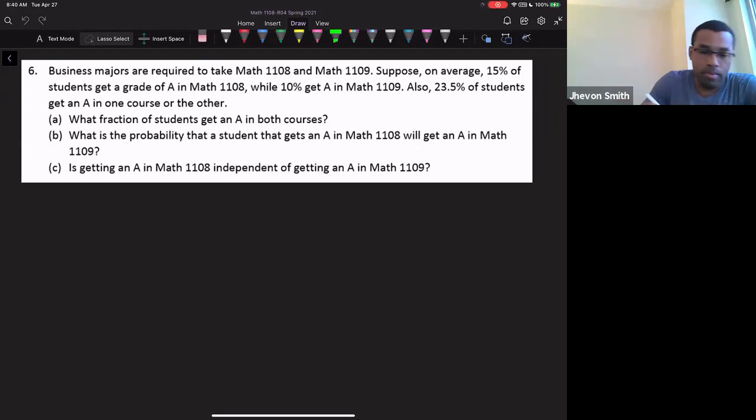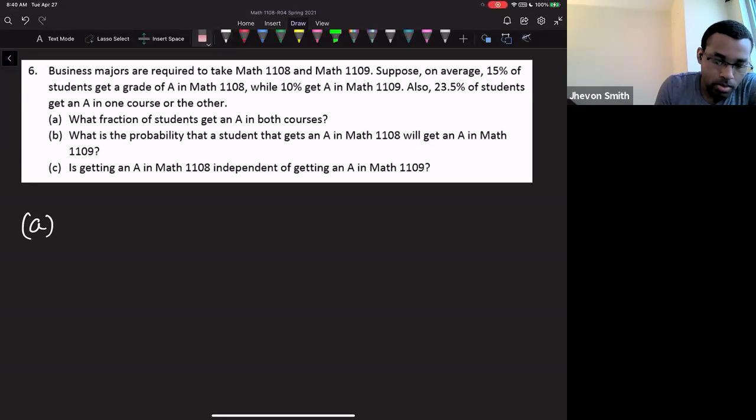Question 1. What is the probability that, well, it asks for what fraction of students, but it's the same as asking for the probability. What fraction of students get an A in both courses?